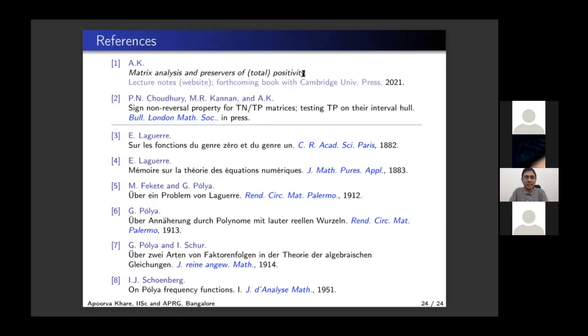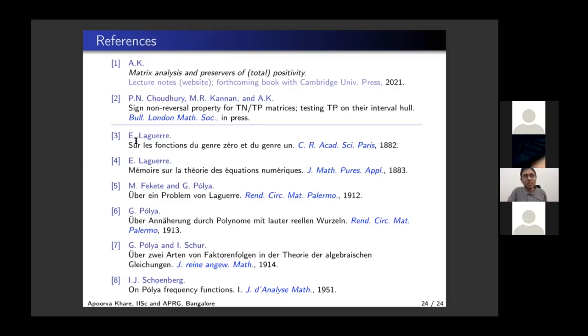Okay, so these are the lecture notes that I mentioned. A half of that, which is not related to this talk, is related to positivity preservers. I just submitted the draft on Friday to Cambridge Press, the final polished draft. So this will come out hopefully this year. The paper that I mentioned about the sign non-reversal property alone being sufficient to characterize TN or TP is joint with Prajesh Chaudhary, my postdoc here, and Rajesh Kannan in IIT Kharagpur. It's just accepted, I think, this month, last month now.